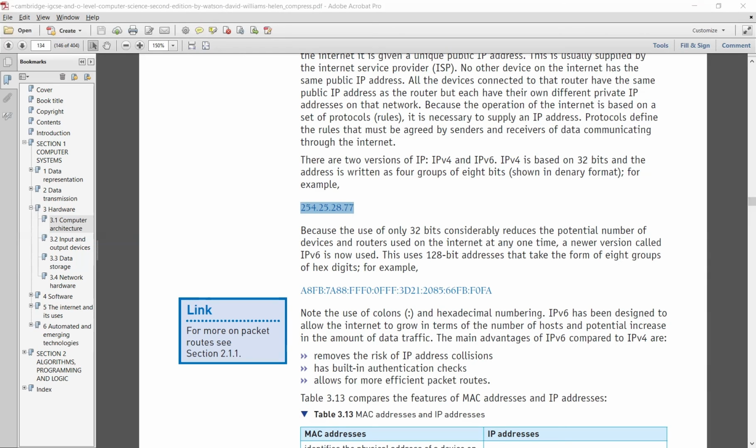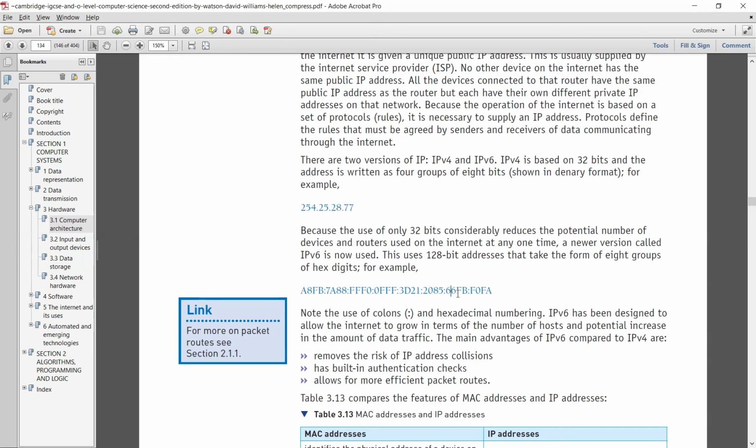IPv6 is the future technology. You can see for yourself, this is your IPv6, which is composed of hex values. IPv4 is separated by a full stop, a dot. On the contrary, IPv6 is separated by a colon sign. So these are the 3 differences.